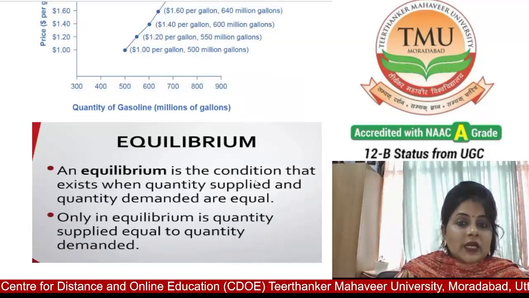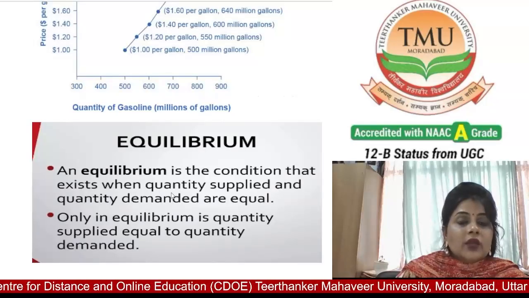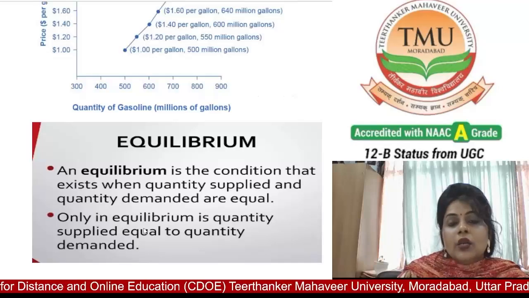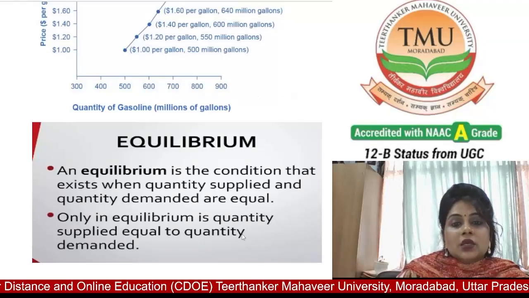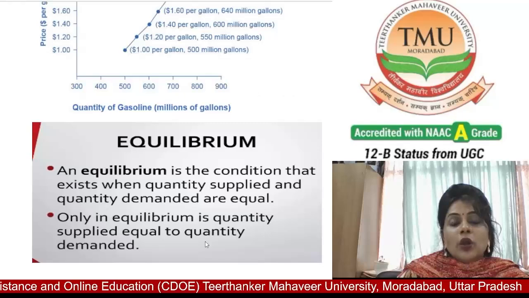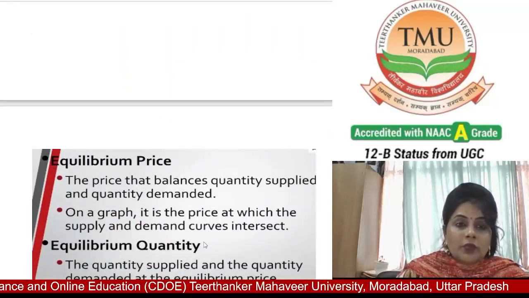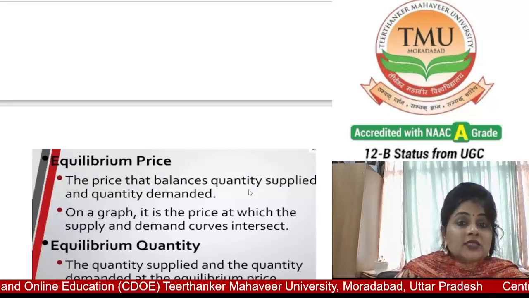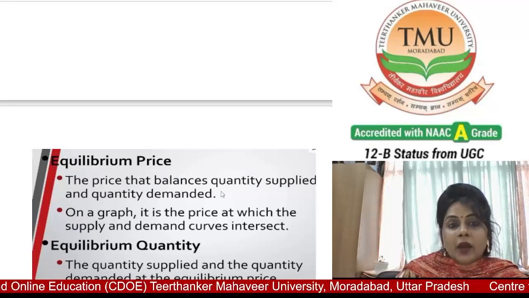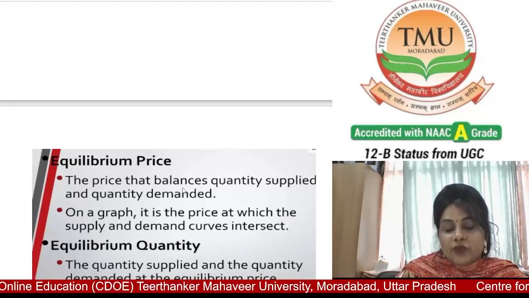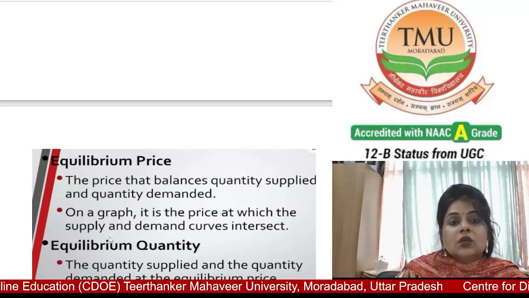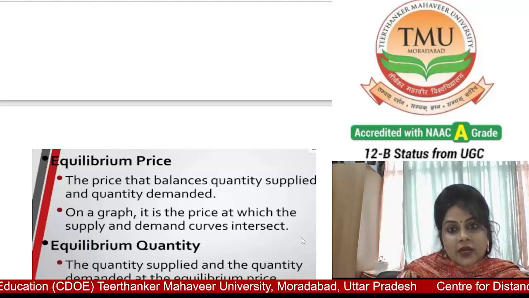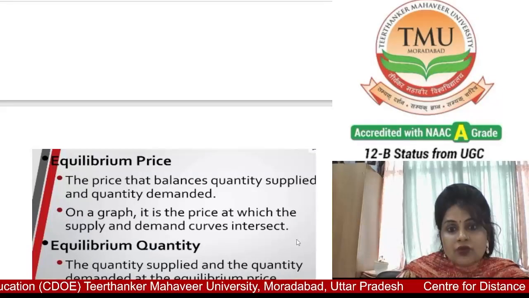An equilibrium is the condition that exists when quantity supplied and quantity demanded are equal. Only in equilibrium is quantity supplied equal to quantity demanded. The price that balances quantity supplied and quantity demanded is the equilibrium price. On a graph, it is the price at which the supply and demand curves intersect. We will also discuss the graph further in the video.